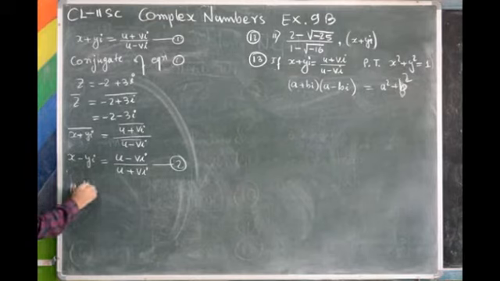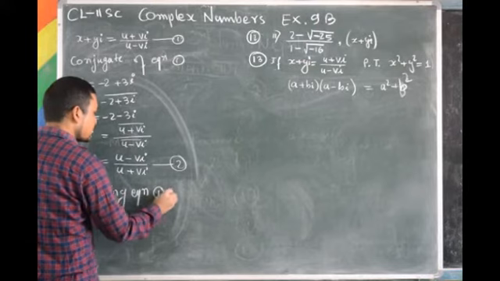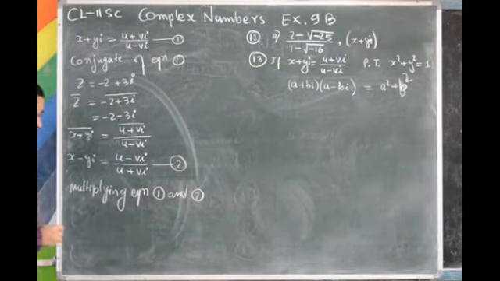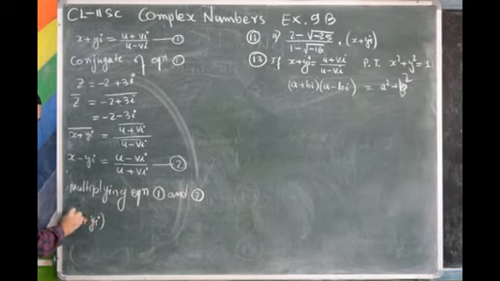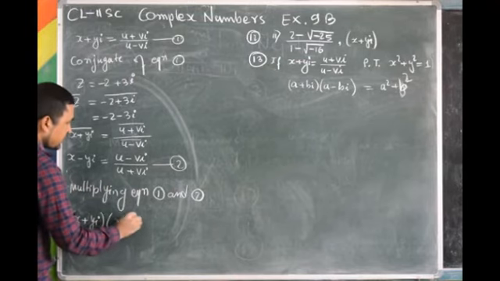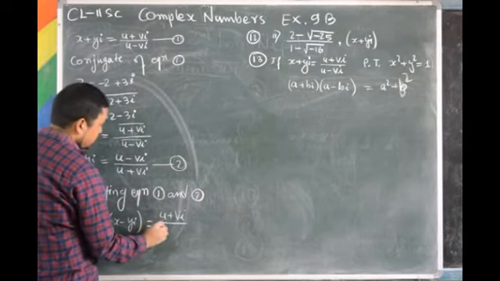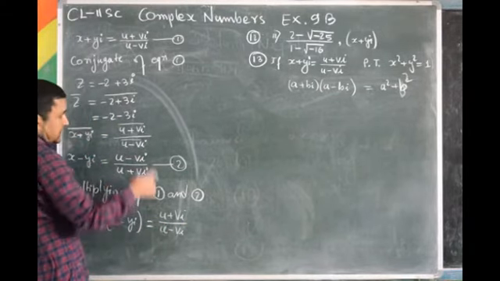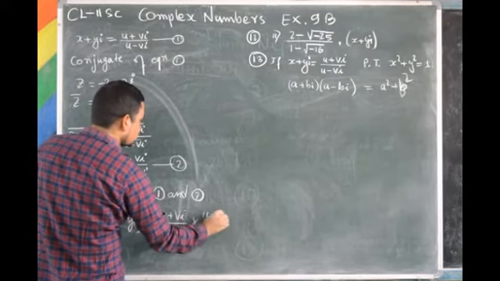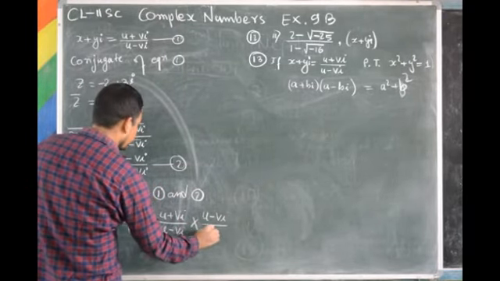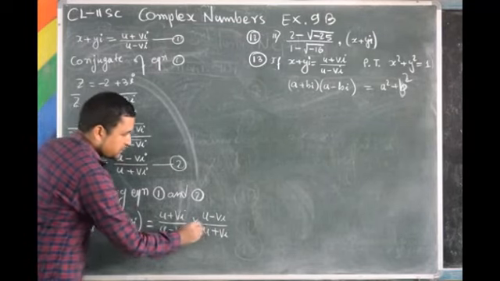Then multiplying equations 1 and 2. Let's write x plus yi multiplied by x minus yi equals, on the right hand side, u plus vi multiplied by u minus vi divided by u plus vi. Now just look at the right hand side.